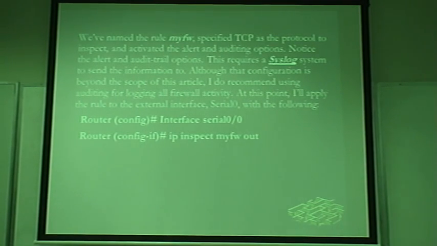So we've named the rule my firewall, specified TCP as the protocol to inspect, and activated the alert and auditing options. Okay? This requires that you have a syslog server somewhere, and you have logging set up in your router.